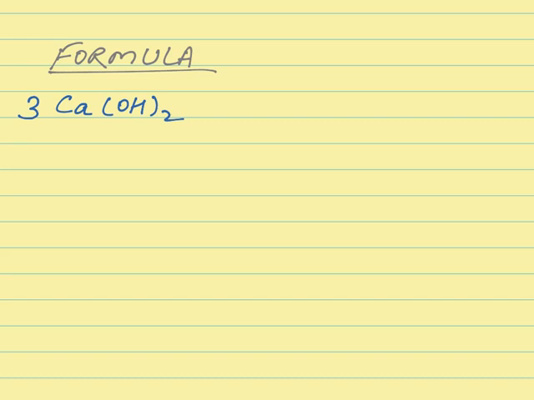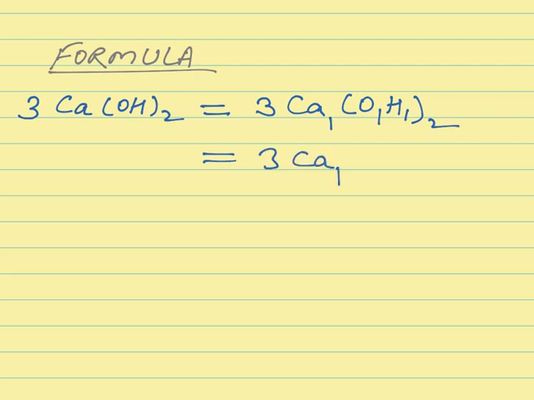Now I have modified the earlier formula, and instead of 1 I have written 3 Ca(OH) whole twice. So again we can calculate the number of atoms in the following manner. We will write it like this: 3 Ca1O1H1 whole twice. Then we will first solve this bracket, so it will come out to be Ca1, 1 into 2 is 2, so O2, 1 into 2 is 2 again, so H2.